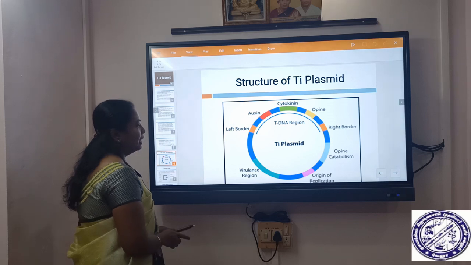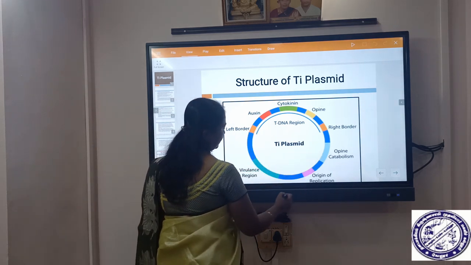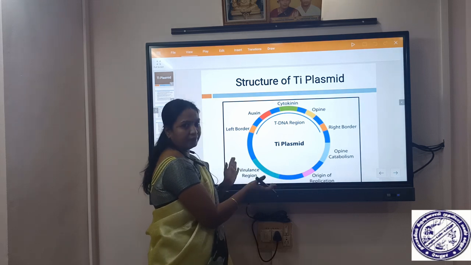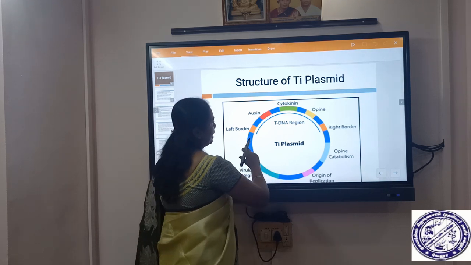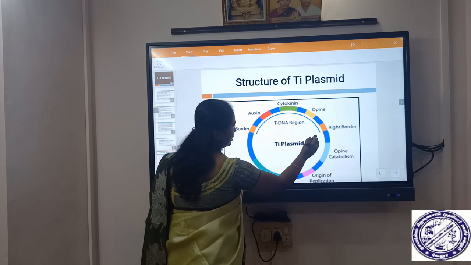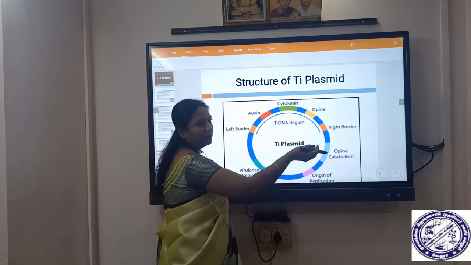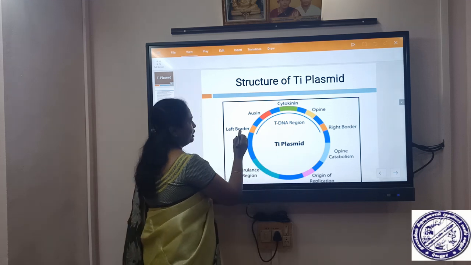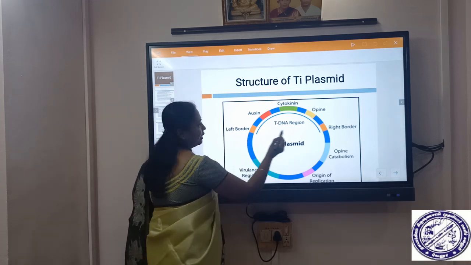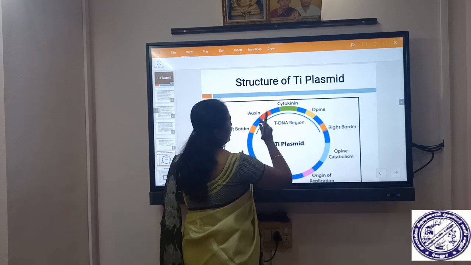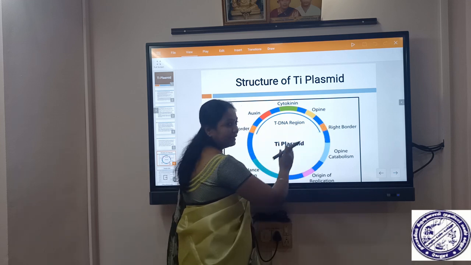And this is the structure of the Ti plasmid. Here you can very clearly see the structure. I have given the raw structure, not the genetically modified structure. Here you have the T-DNA region. This is the most important region, which is going to get transferred to the plant. This is called the left border and this is called the right border. In between the right border and left border you have the most important region, the T-DNA region.